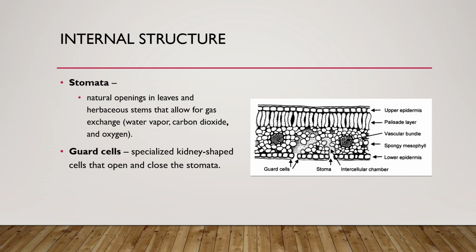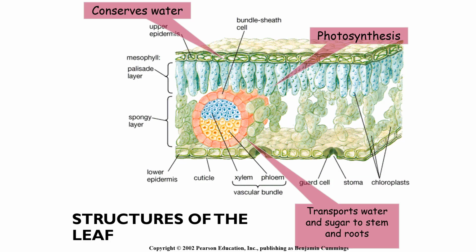The stomata are natural openings in leaves and herbaceous stems that allow for gas exchange, and the gases are water vapor, carbon dioxide, and oxygen. Guard cells are there to protect against excessive water loss. They're kidney-shaped and open and close the stomata. Stomata are generally found on the underside of a leaf.